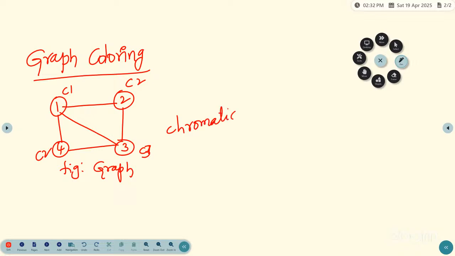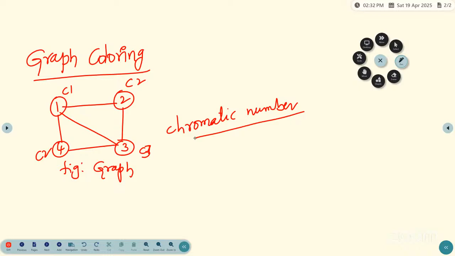What is chromatic number? Most important for general objective competitive exams, GATE exams. What is chromatic number? The number of colors required to color a graph by using graph coloring. How many colors are required? That number is called the chromatic number.